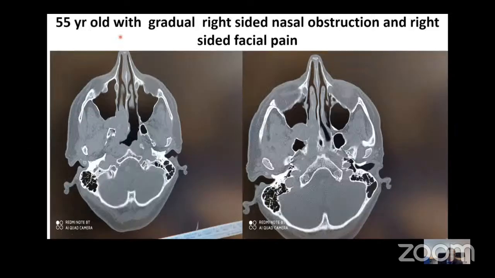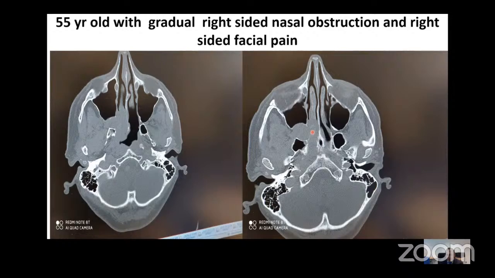Here is a 55-year-old patient who presented with a right-sided nasal obstruction and right-sided facial pain. One can see a lesion in the right nasal cavity. The lesion is extending into the pterygopalatine fossa. The pterygopalatine fossa is widened. There seems to be some mild erosion of the pterygoid plates.